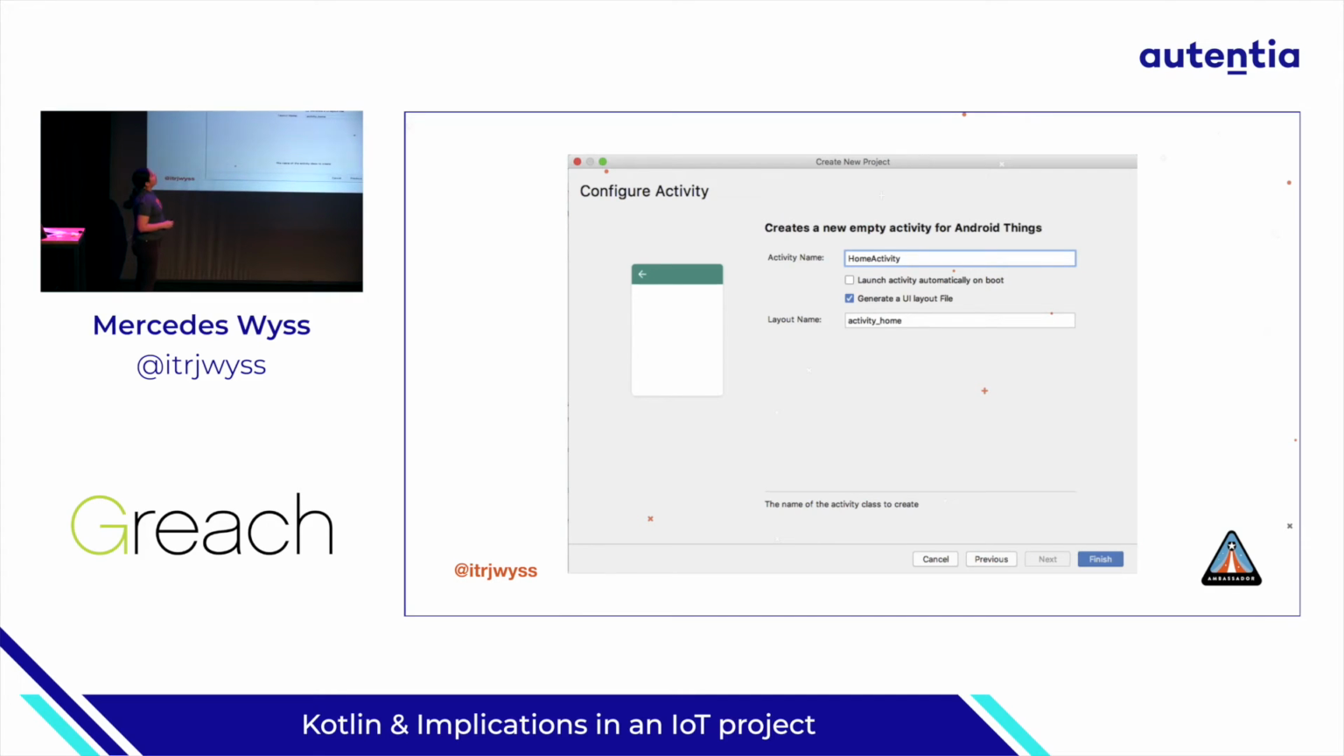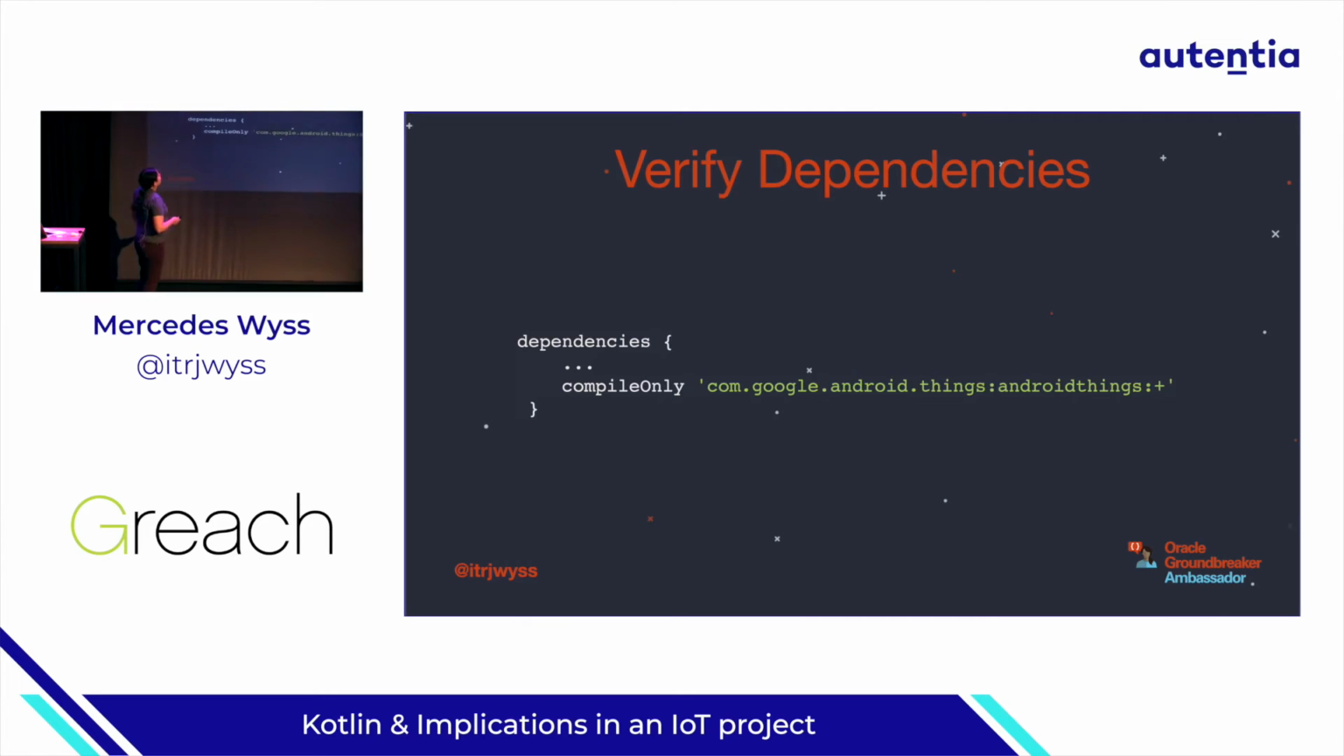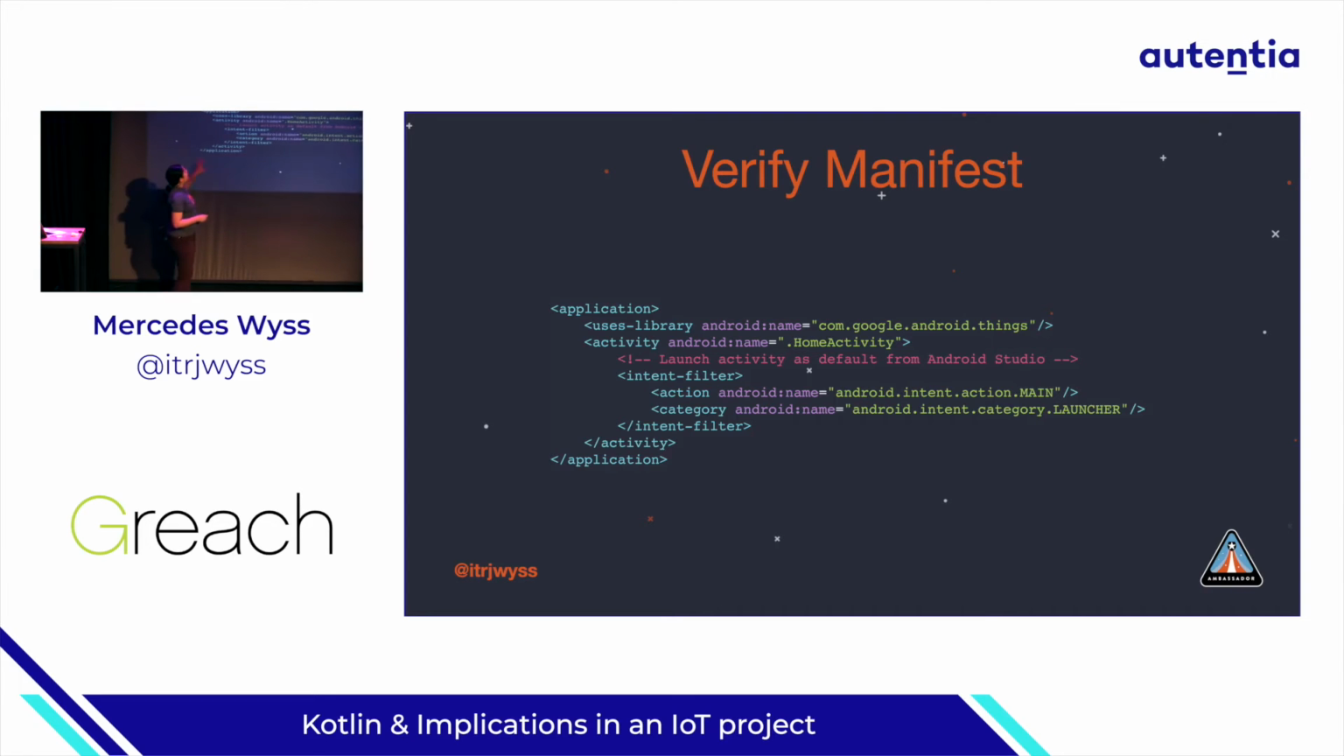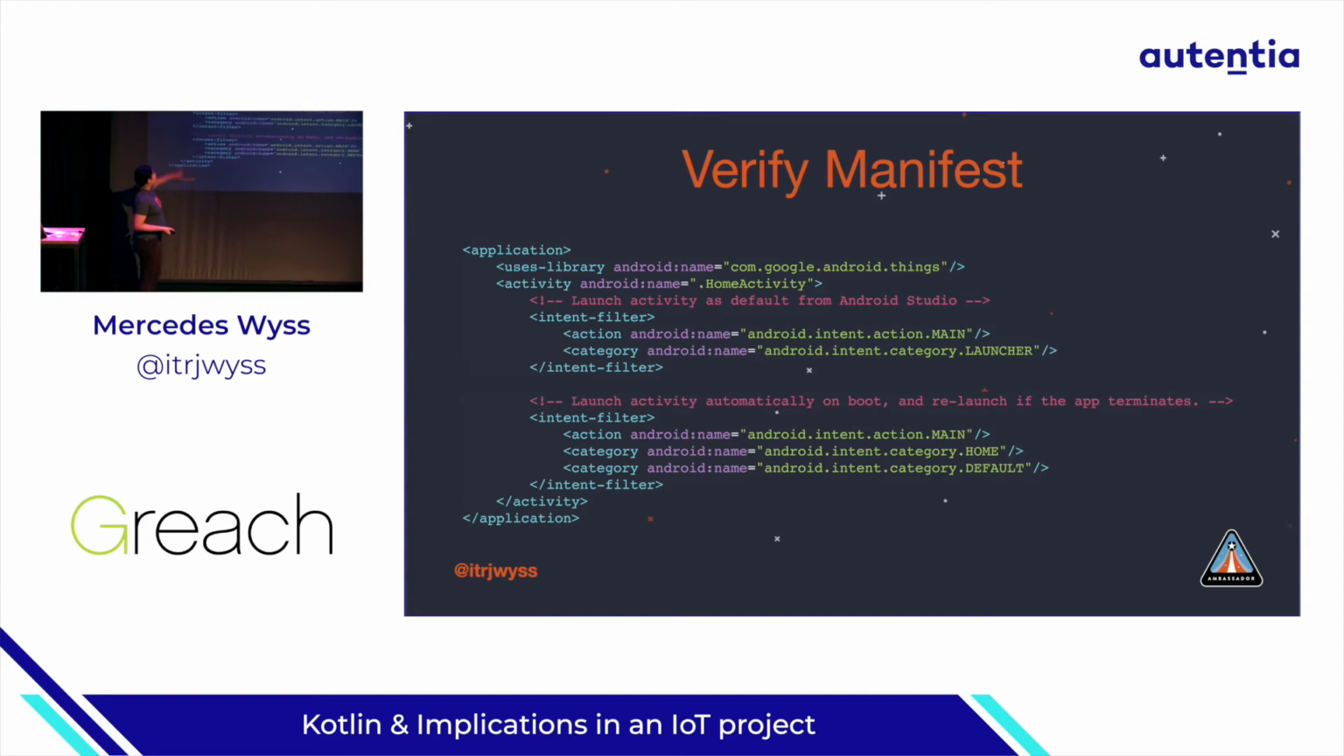And here I am creating a new activity. The activities basically are the main component in Android. I am not putting here the launch activity automatically on boot. I need to put that if I want a project to turn on only when the device is turning on, because we don't have any human interaction. So here we need to add in our Gradle project our library for Android Things. And this is the manifest file where we have all the configuration of components in Android. This is basically the first one, but if we want this to be launched on boot, I need to add this second intent filter with these categories.